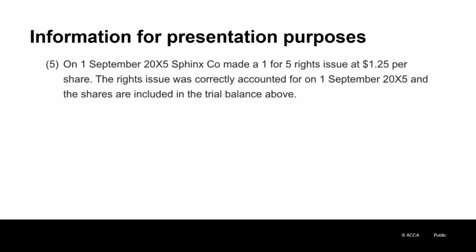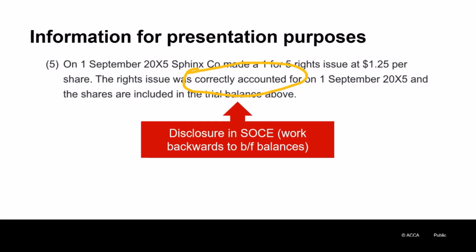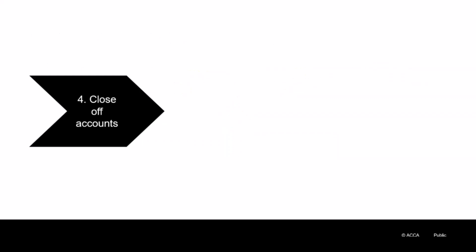Now we come to the last part, which is related to the rights issue. On 1st September, there was a rights issue, and the question says that the rights issue was correctly accounted for on 1st September 2025 and the shares are included in the trial balance above. In such cases, if you have to make the statement of changes in equity, we need to work backwards to show the working, because the closing balances have already accounted for it. We need to work back and show what the opening balance was, how many shares were issued during the year, and how the closing balance was achieved.